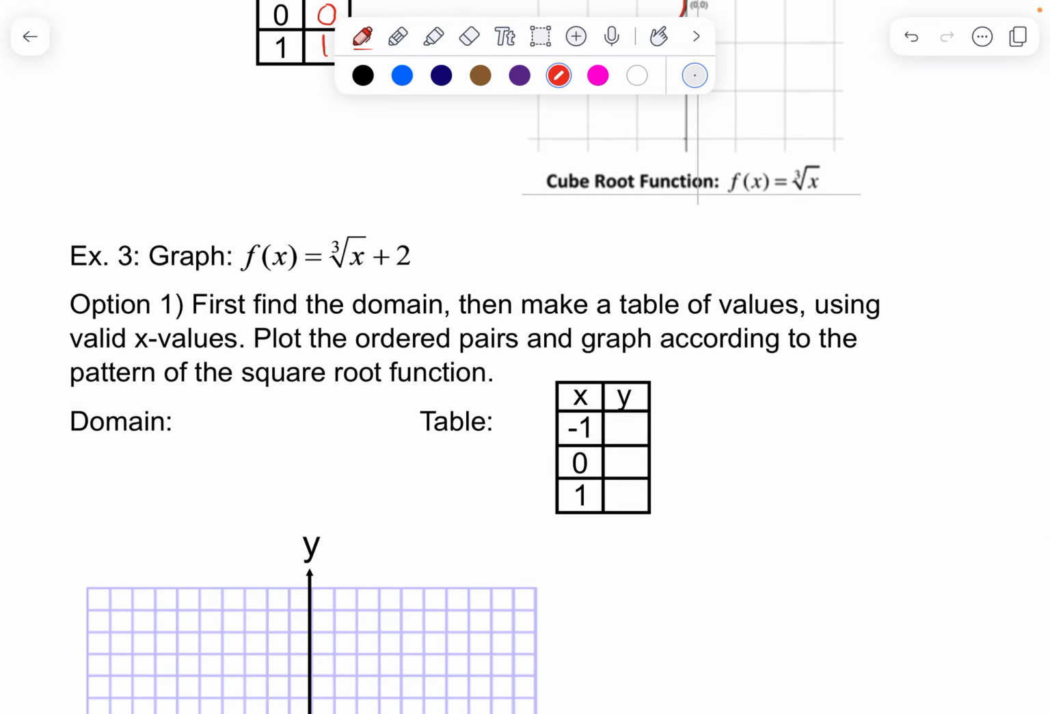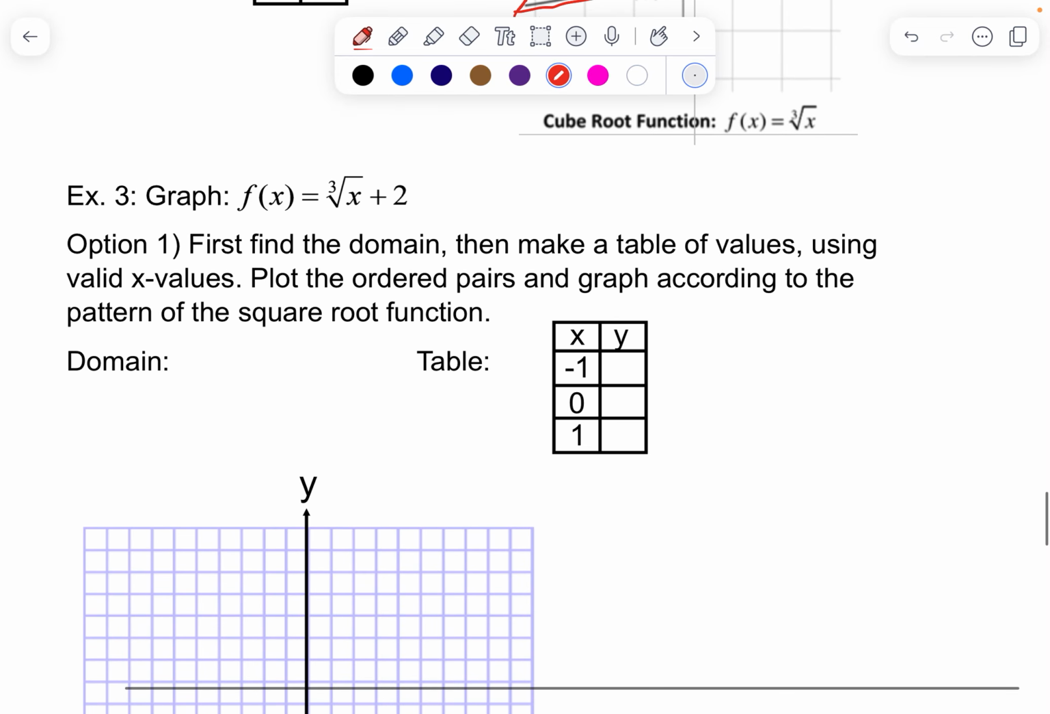So now we want to go ahead and graph this, but with shifting, okay? We want to graph something other than the parent cubic function. So option 1, very similar to square root option 1. First find the domain, then make a table of values using valid x values, plot the ordered pairs, and graph according to the pattern of the square root function. I'm always going to try to use values that are perfect squares, perfect cubes. So my domain here is just negative infinity to positive infinity. And I'm going to use x values that are perfect cubes.